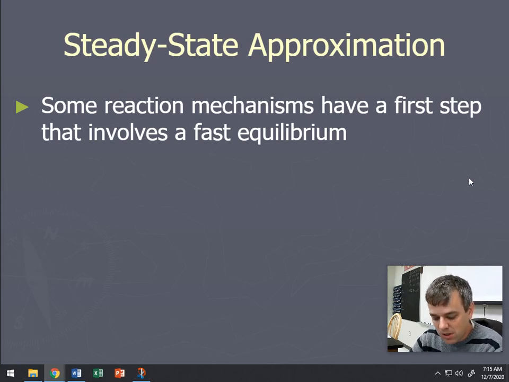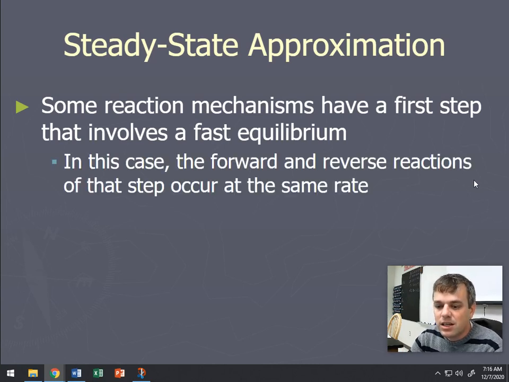But for the steady state approximation, some reaction mechanisms have a first step that involves what's called a fast equilibrium. In other words, it involves chemical equilibrium, but it happens very fast. It's not your slow or rate determining step. Now, the thing about chemical equilibrium is chemical equilibrium occurs in reversible reactions when the forward reaction and the reverse reaction are happening at the exact same rate.